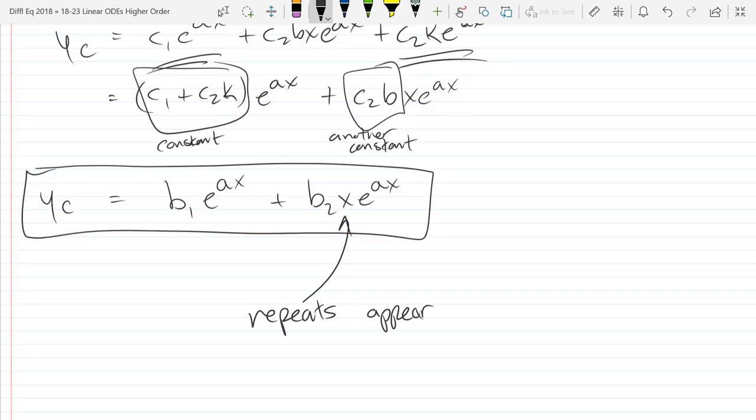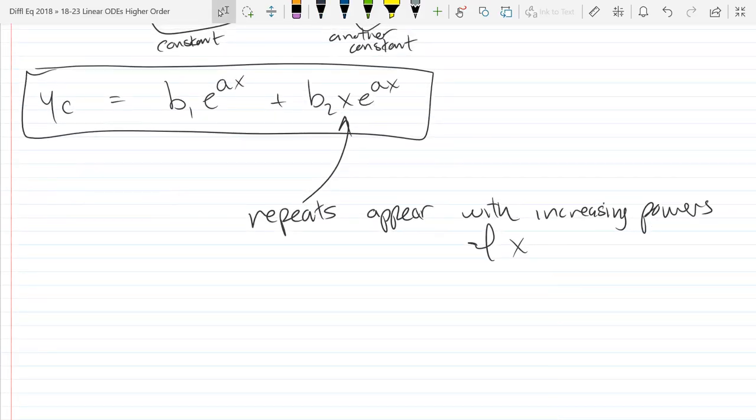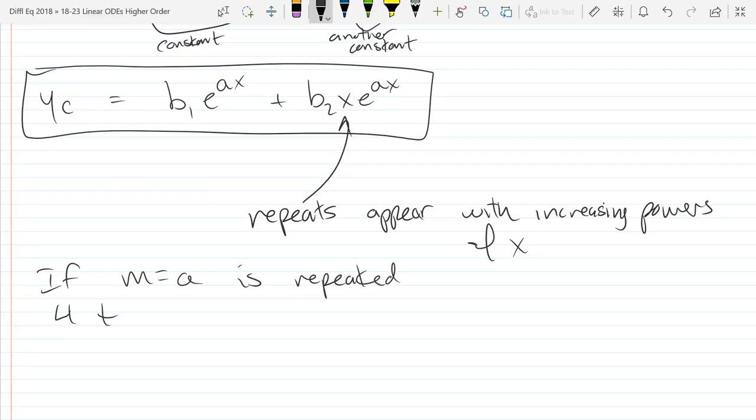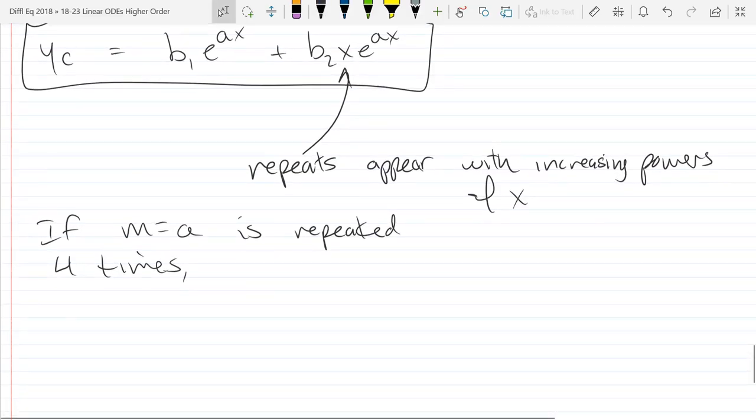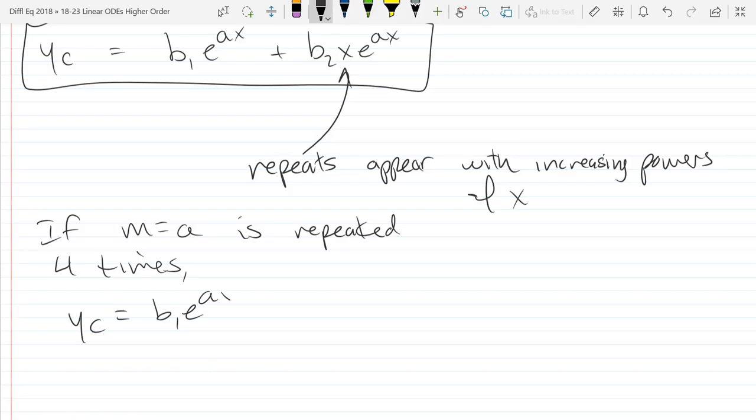So repeats appear with increasing powers of x's. So if we had a root repeated four times, so if m equals a is repeated four times, what we would get is y_c equals b1. I'm copying what's at the very top of the screen right now. b1 e to the ax, so that's the standard one that we would get. And we would get b2 x e to the ax.